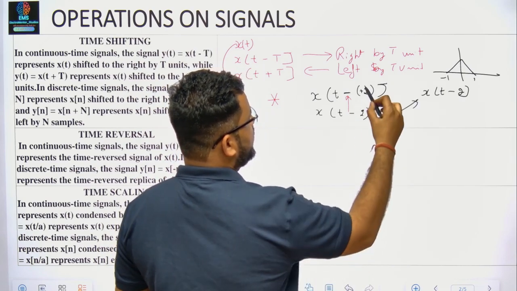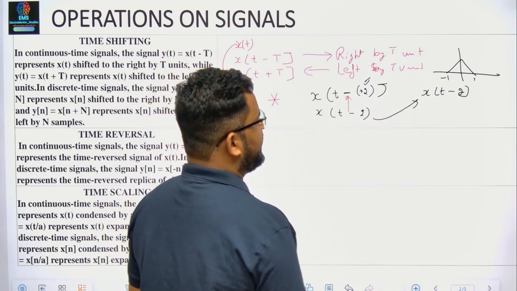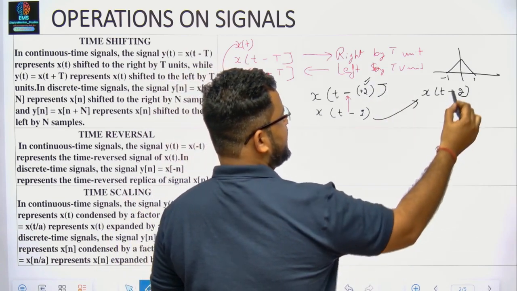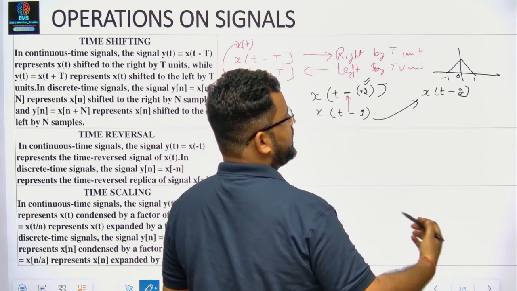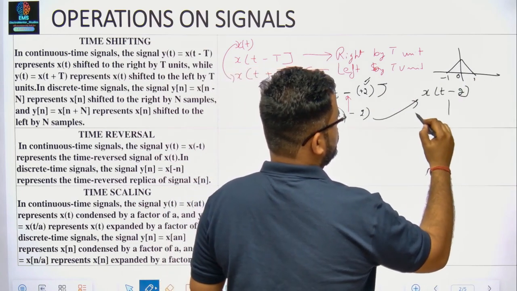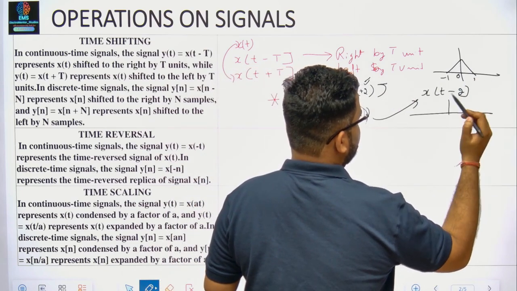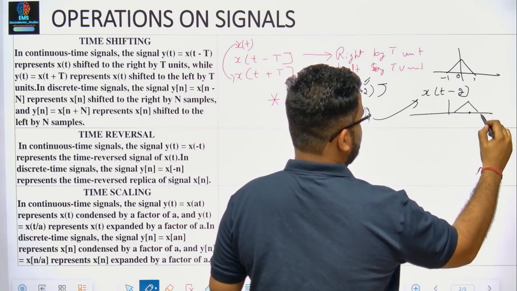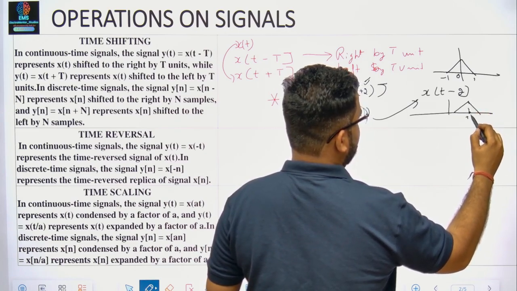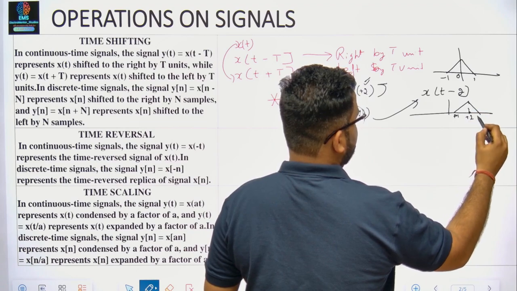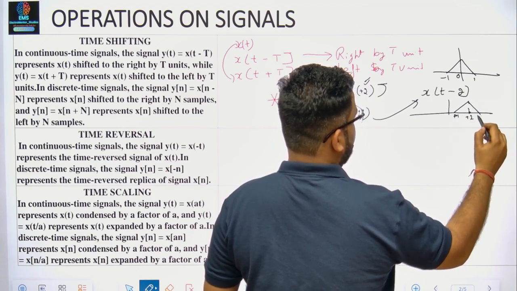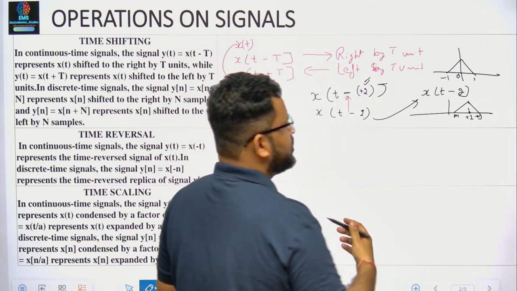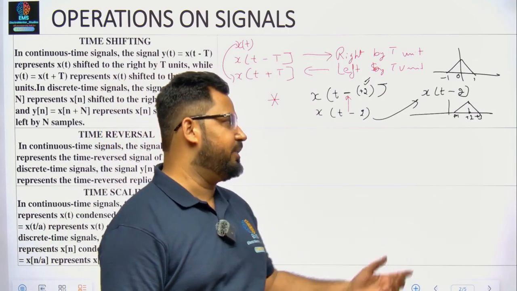This is what we want to plot. And what does this plus 2 signify? This plus 2 signifies shift the 0 origin to its plus 2. So when the 0 origin is shifted to plus 2, the wave will start from plus 1 and it will go to plus 3. So this is how shifting is done.